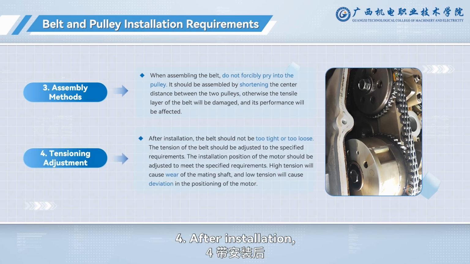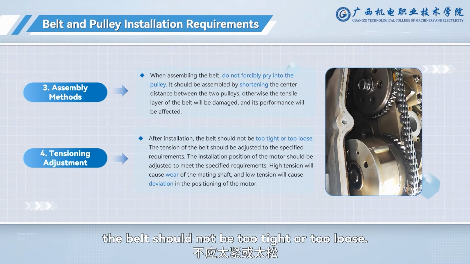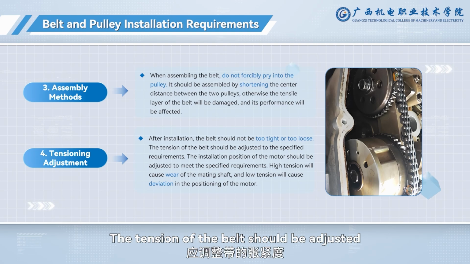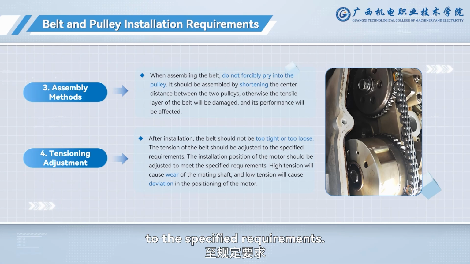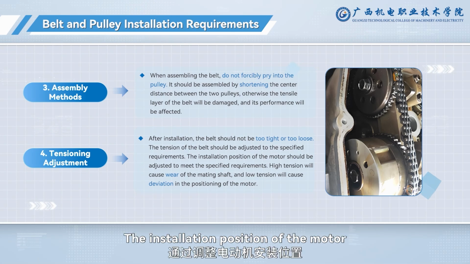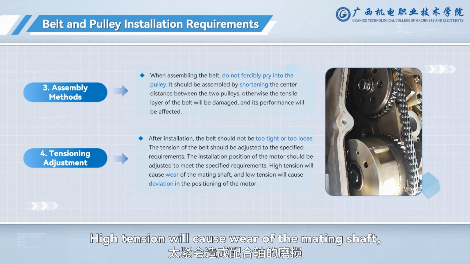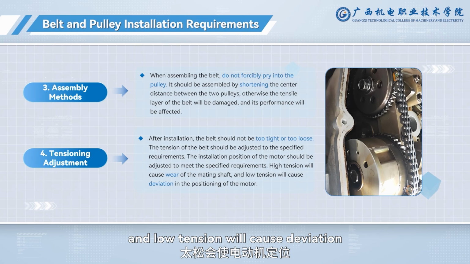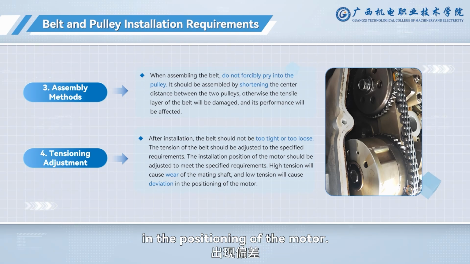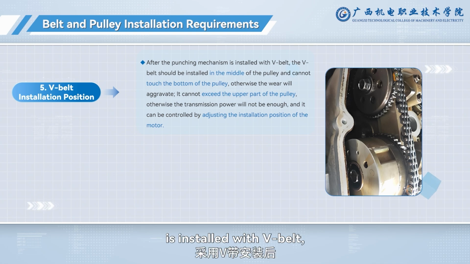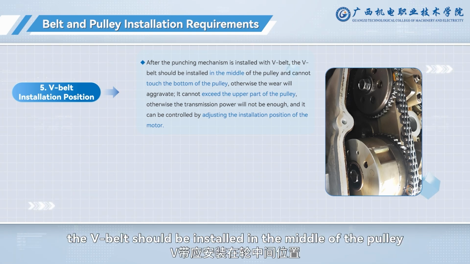4. After installation, the belt should not be too tight or too loose. The tension of the belt should be adjusted to the specified requirements. The installation position of the motor should be adjusted to meet the specified requirements. High tension will cause wear of the mating shaft, and low tension will cause deviation in the positioning of the motor.